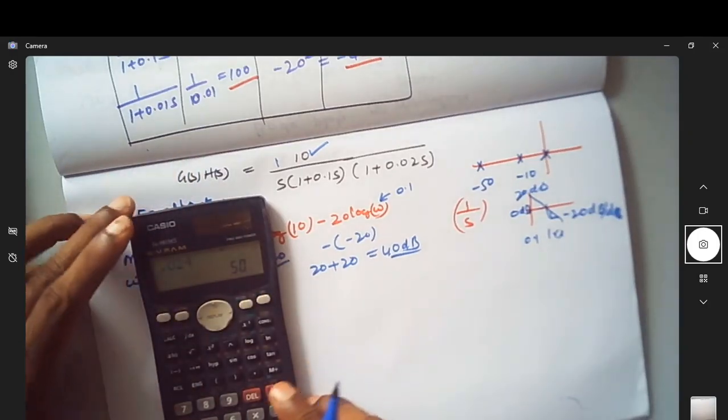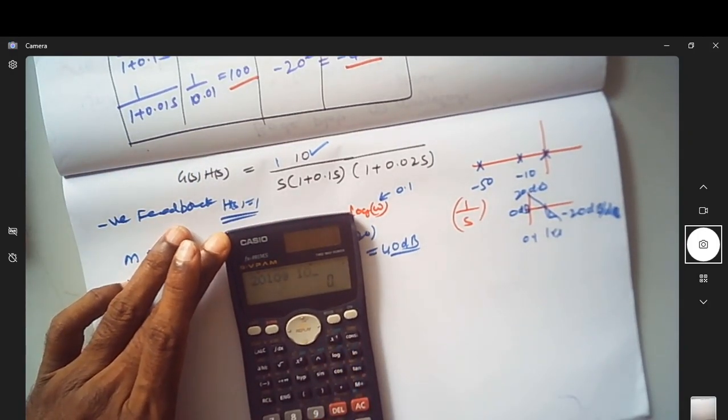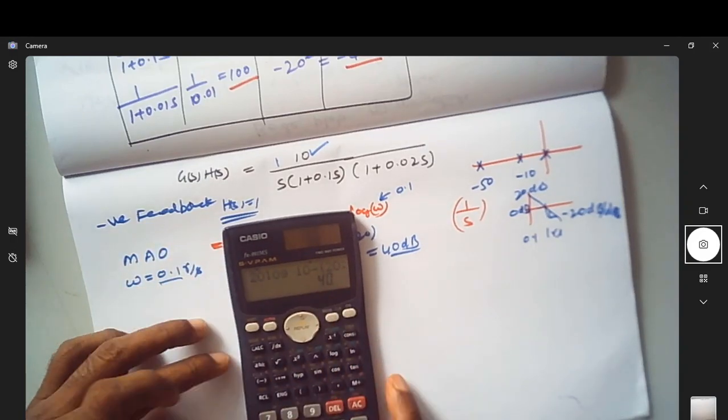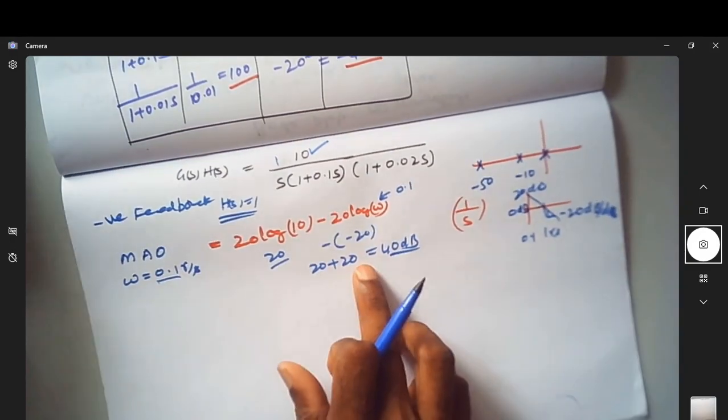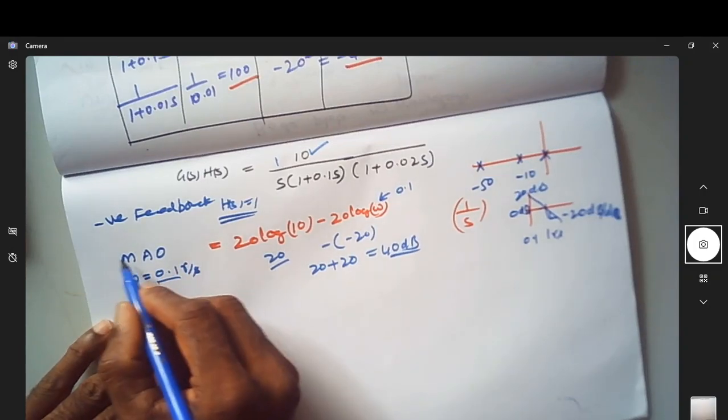Suppose I do this: it is 20 log of 10 minus 20 log of 0.1. Can you see, are you getting 40 dB? So this is 40. So that's why this is 40 now.